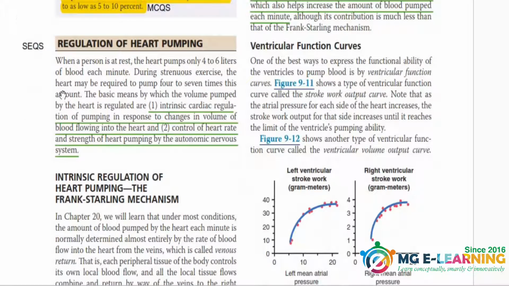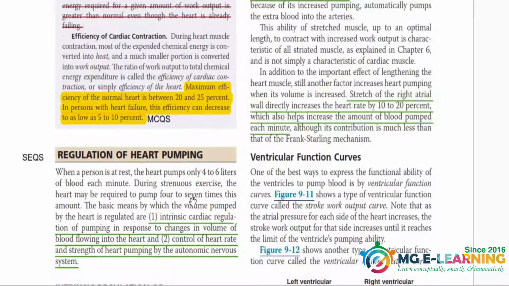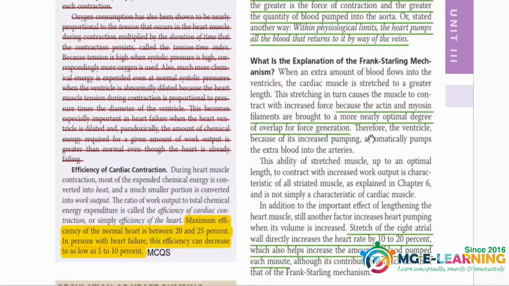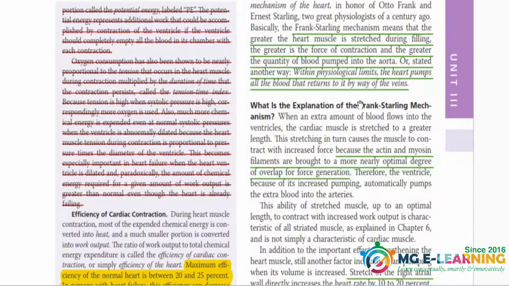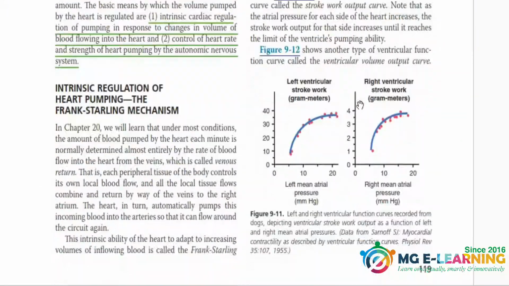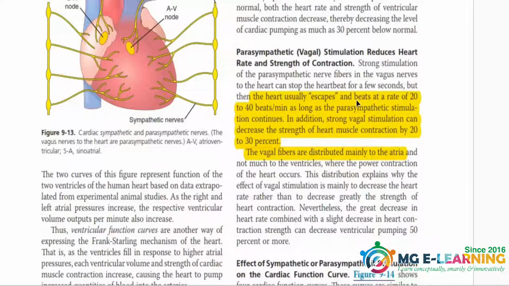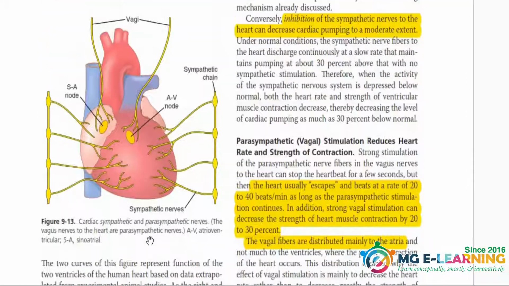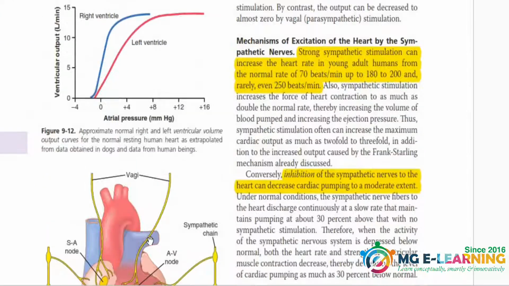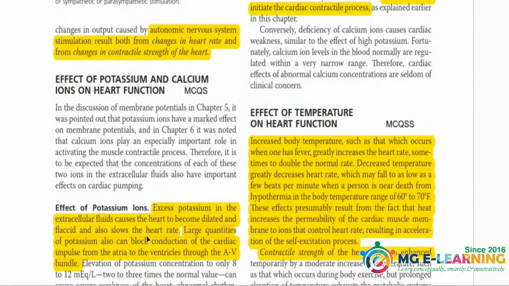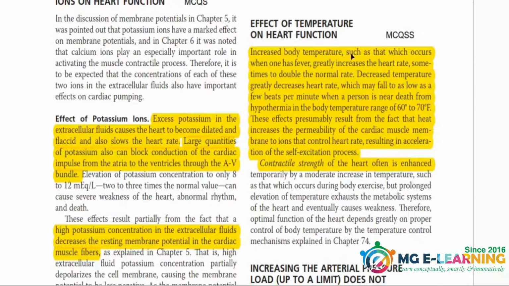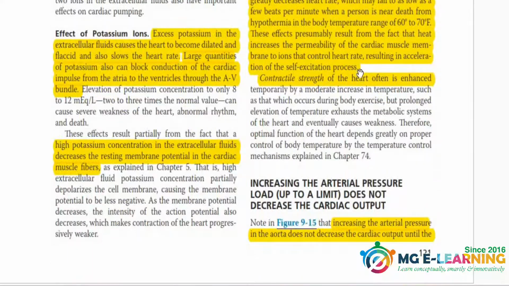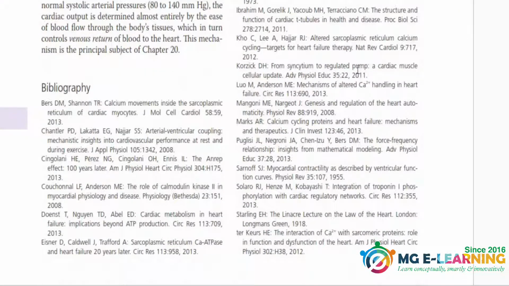You have to know about the Frank-Starling mechanism and its definition, this one. And on the next page, you have to know about the control of heart by sympathetic and parasympathetic nerve supply. This topic is important from the SAQ point of view. The effect of ions like potassium and calcium is important from the MCQ point of view, as is the effect of temperature on heart. And our chapter is ended. Hope you can understand.